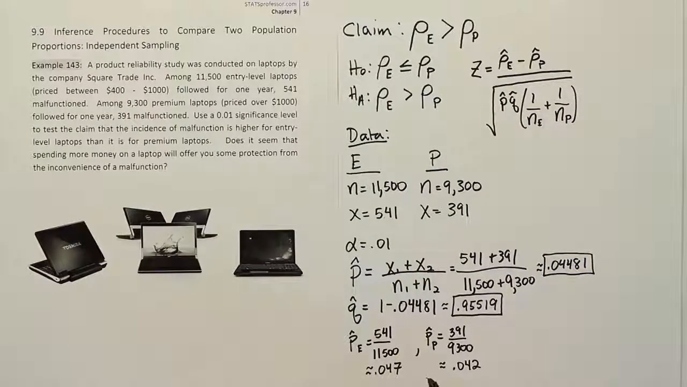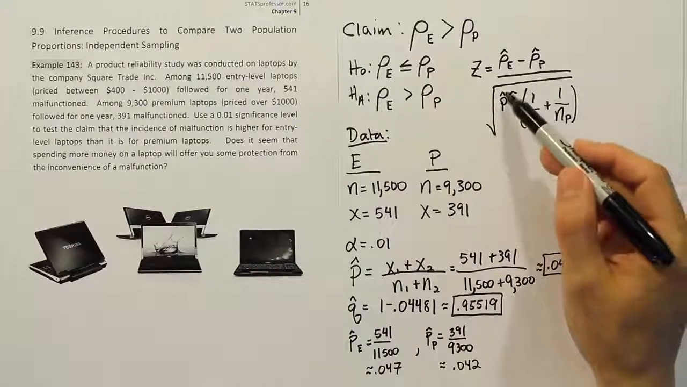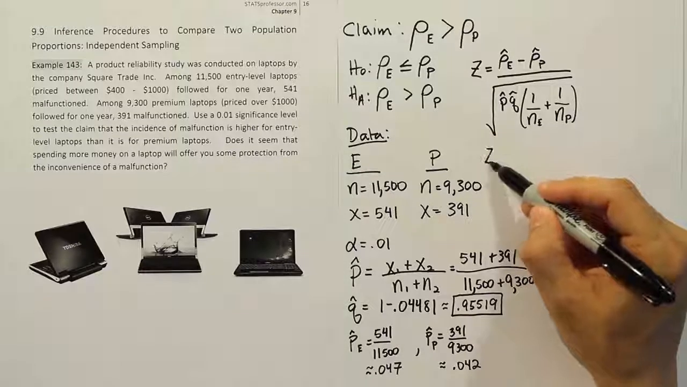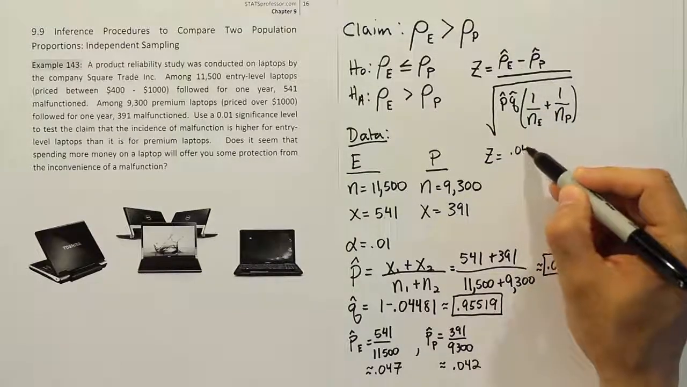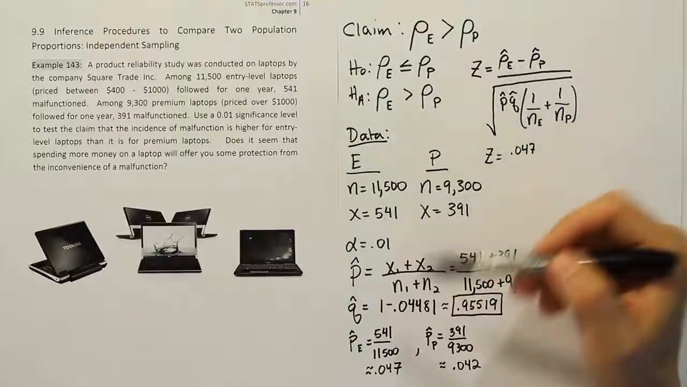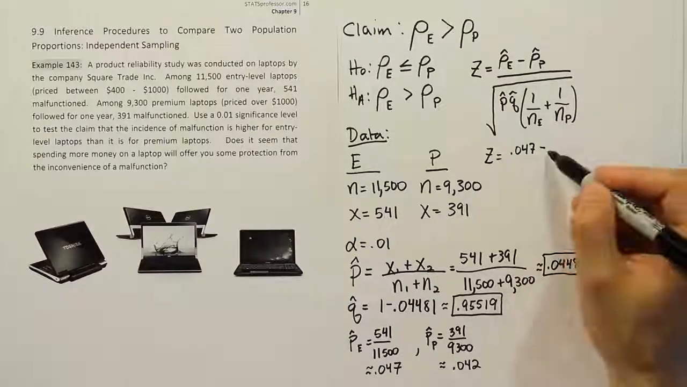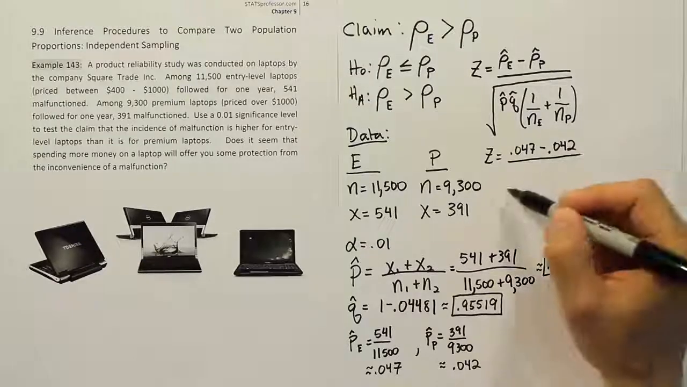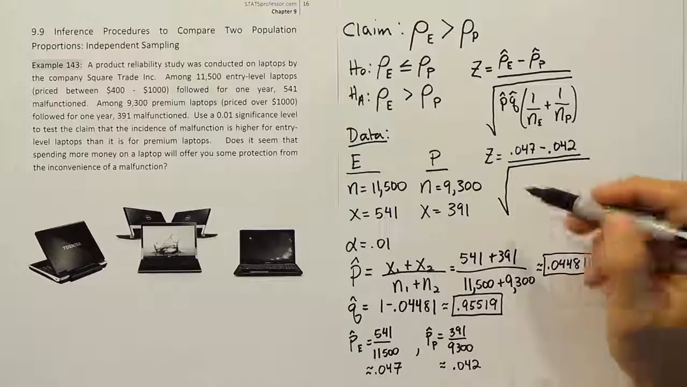Now let's plug the numbers into that formula. So we'll plug in the P hats and then put in our P hat and Q hat that we calculated earlier. Okay, so Z equals, the difference on the top here is going to be 0.047. That's just the P hat entry level, pardon me. And the P hat for the premium is going to be 0.042. Then we're going to divide all that by the square root of, and in the square root we're going to put these numbers that we calculated, right?